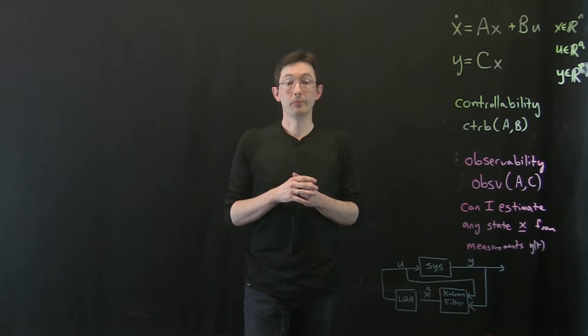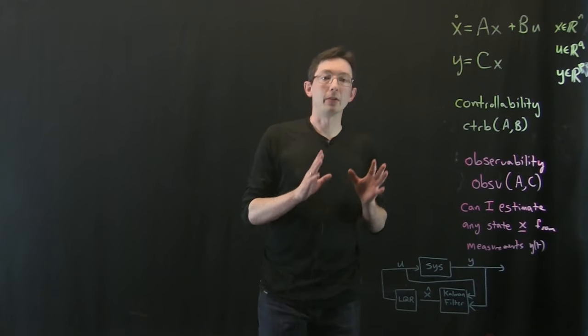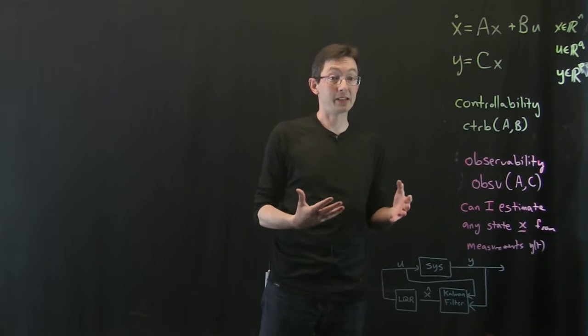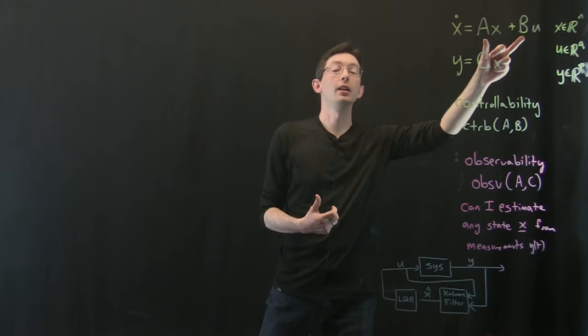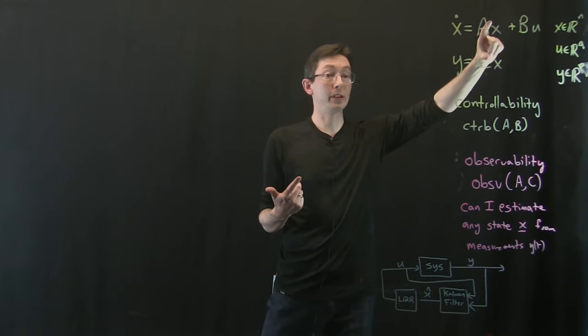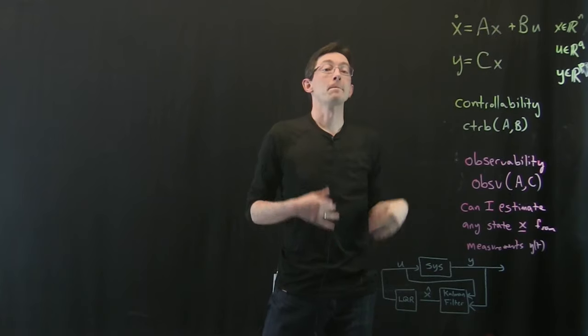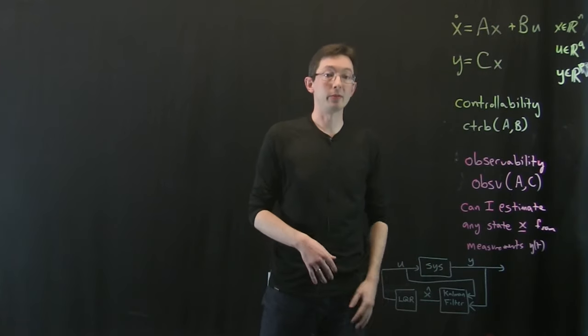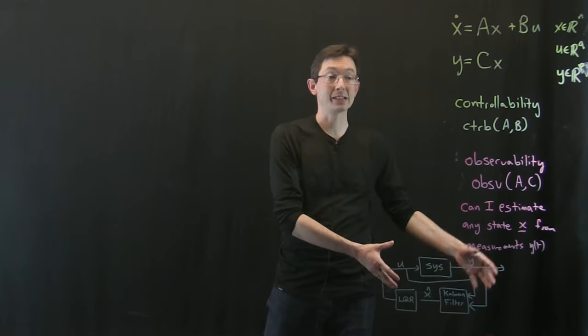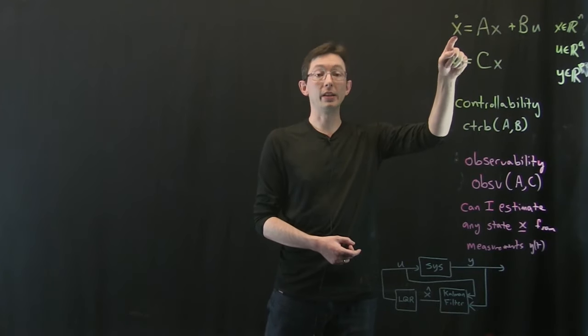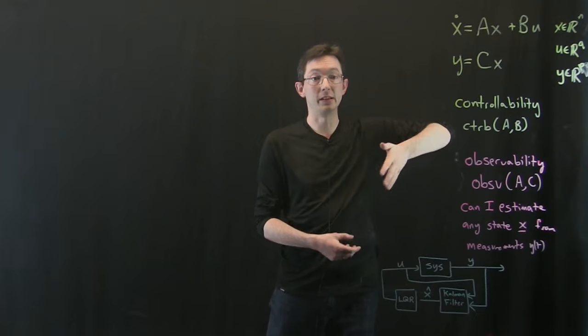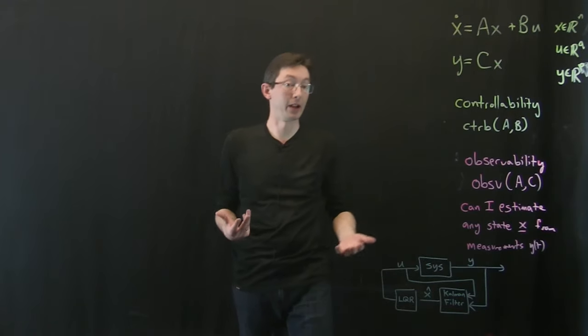Welcome back. So now we're talking about observability and estimators. Before we were talking about controllability with A and B. Now we're talking about observability with A and C. And if a system is observable, can we build an estimator so that only given measurements of Y, we can reconstruct what the full state of the system is for use with full state feedback control.